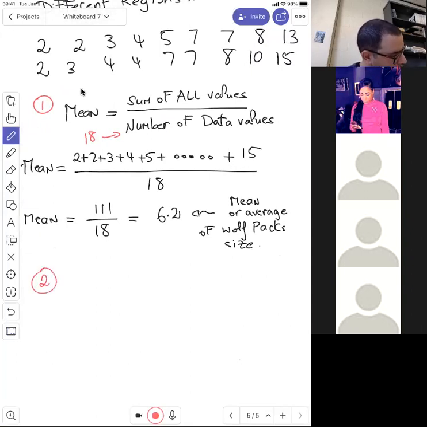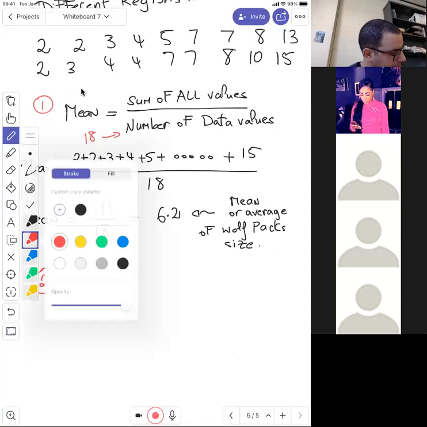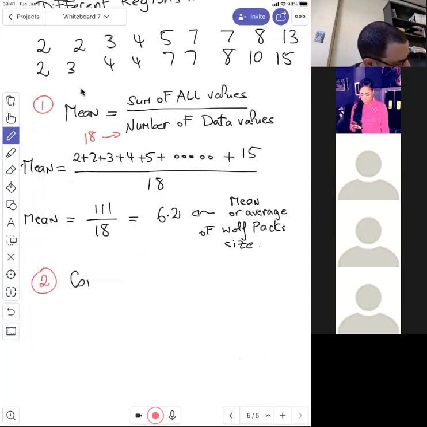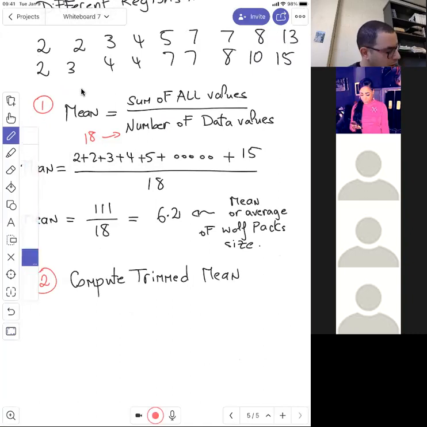Two. So let's compute the trend mean. Okay. So as a first step, we are supposed to order the data. Step one. So we are supposed to order the data values, right? Of course from the smallest to the largest.